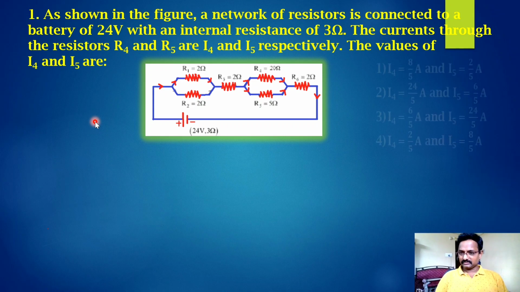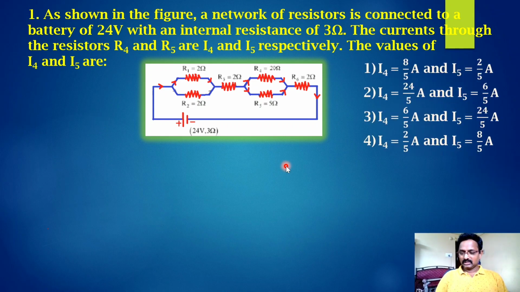Here are the options. Option 1, I4 is equal to 8 by 5 ampere and I5 is equal to 2 by 5 ampere. Option 2, I4 is equal to 24 by 5 ampere and I5 is equal to 6 by 5 ampere. Option 3, I4 is equal to 6 by 5 ampere and I5 is equal to 24 by 5 ampere. Option 4, I4 is equal to 2 by 5 ampere and I5 is equal to 8 by 5 ampere.